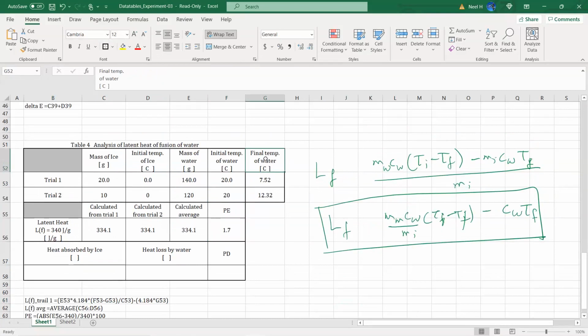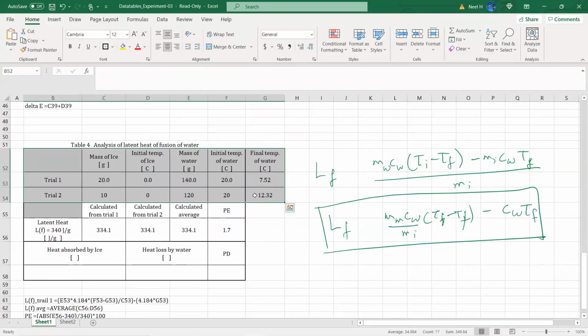Don't need to make anything, don't need to do anything. Just this right here in G, you can add final temperature. That's it. You just need to type that and then type these numbers. That's it. That column is there.